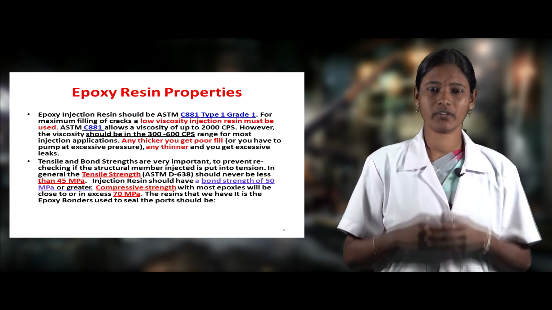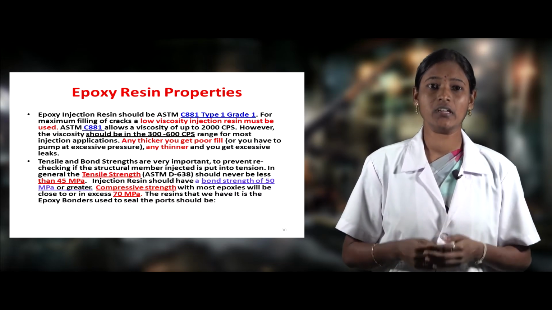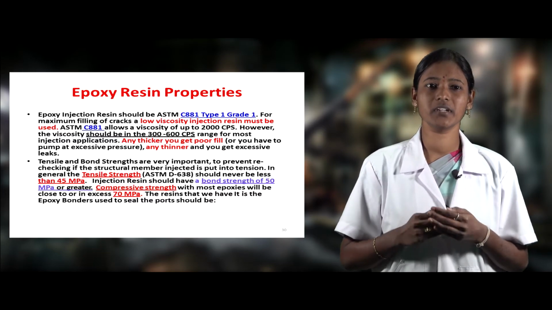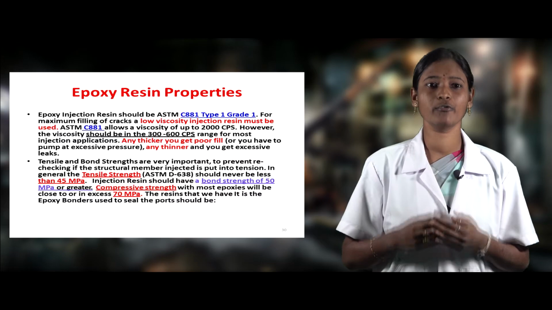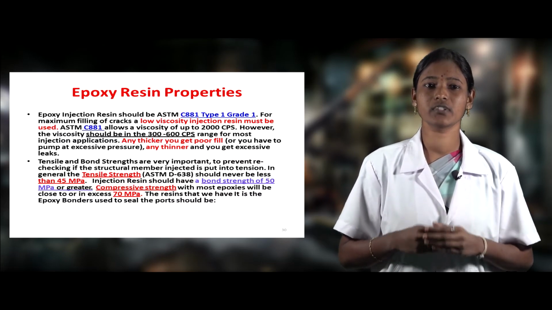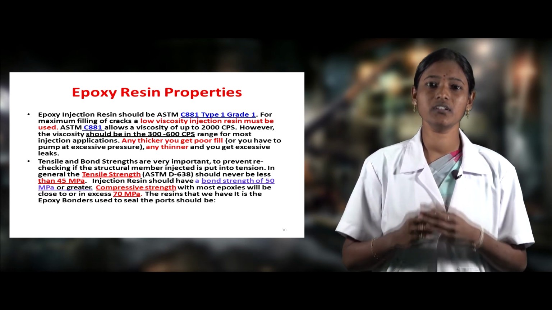Tensile and bond strength are very important, and they should be checked for structural stability before injecting. In general, the tensile strength according to ASTM D638 should not be less than 45 MPa. Injection resin should have a bond strength of 50 MPa or greater. Compressive strength should be in excess of 70 MPa. The resin should have proper tensile, compression and bond strength.